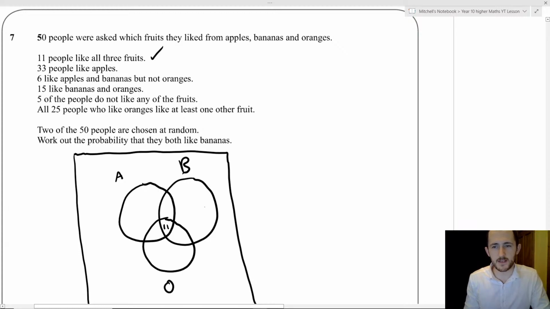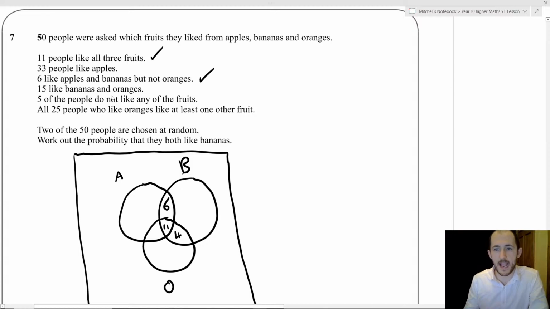33 people like apples. Again, I like to work my way out, so I'm going to skip that. 6 people like apples and bananas, but not oranges. So apples and bananas is here, not oranges. So that should be 6 there. Right? Because again, we're not including the people that like oranges, so they shouldn't overlap. Okay. So 15 people like bananas and oranges. So again, that's in total, so this should be 4. Because again, it doesn't specify that they don't like apples.